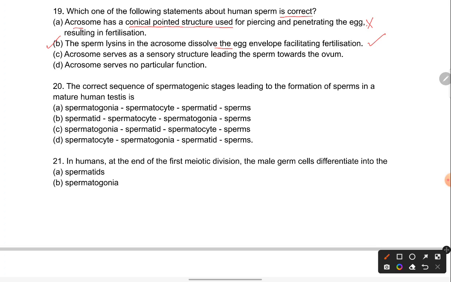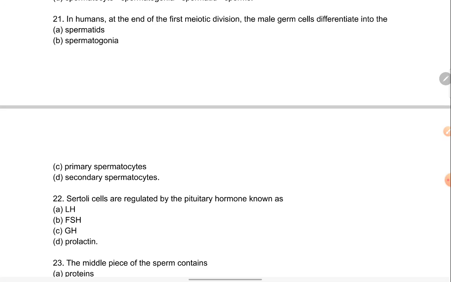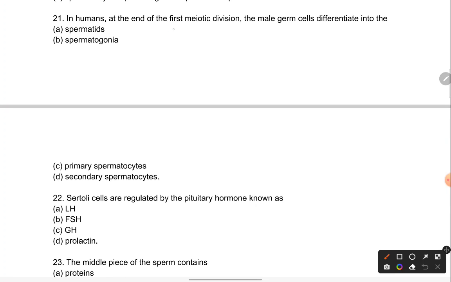Can you say which is the correct answer? The correct answer is option A. Yes. Now question number 21. In humans, at the end of the first meiotic division, the male germ cells differentiate into spermatids, spermatogonia, primary spermatocytes, or secondary spermatocytes.